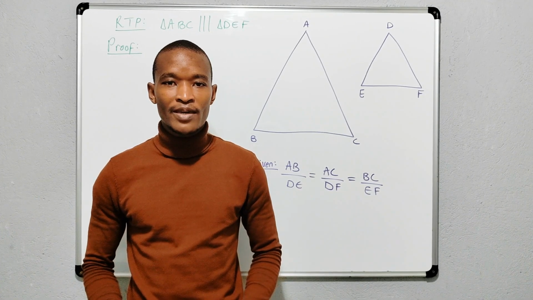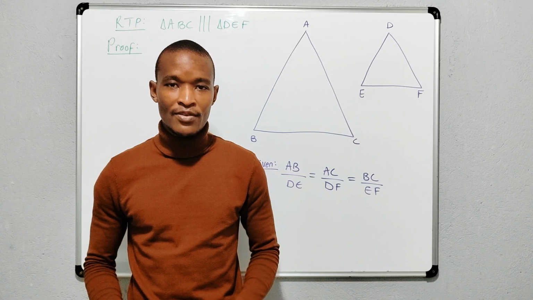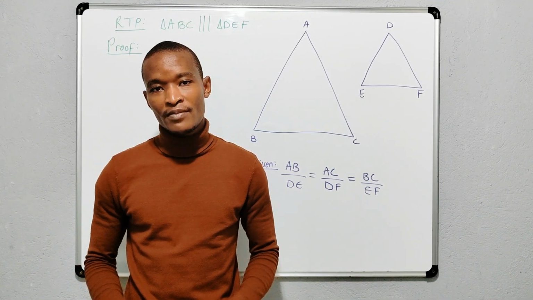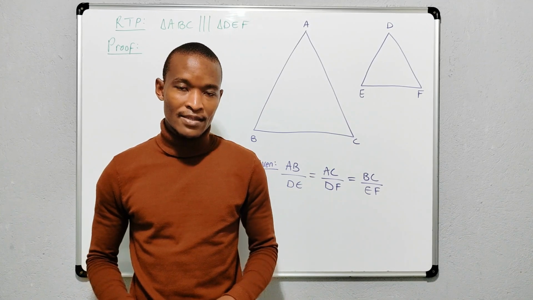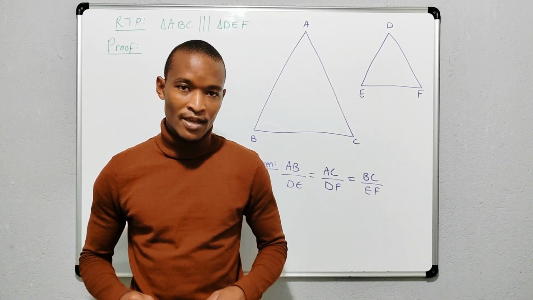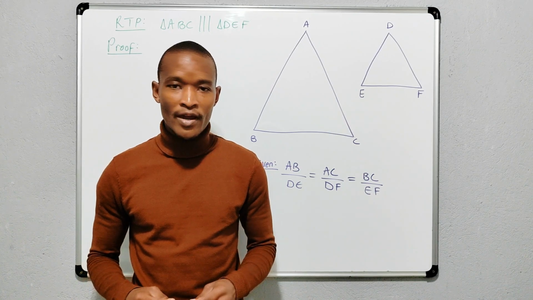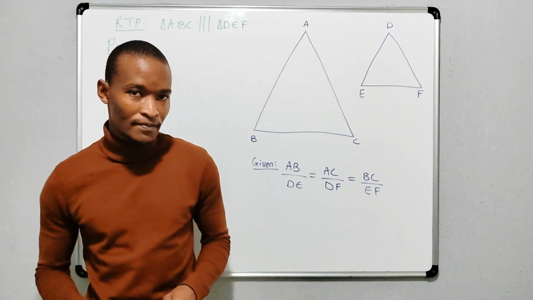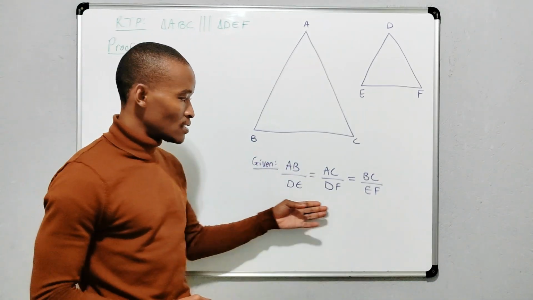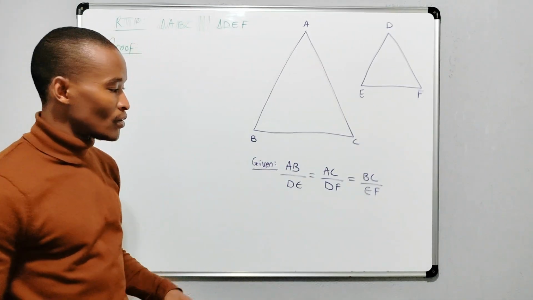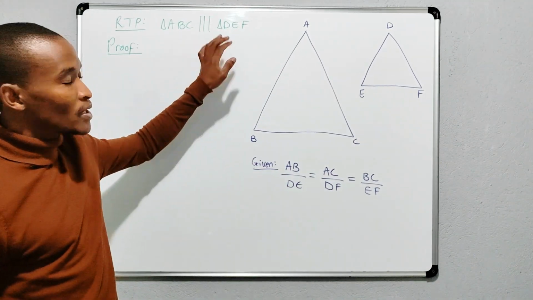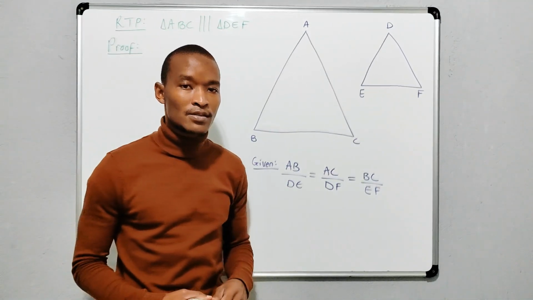All right, we are at our last theorem, and it is similar to the previous theorem. The only difference is that we are starting with sides in proportion and proving that the two triangles are similar. Here are the two triangles, and we're given that the corresponding sides are in proportion, and we need to prove that the two triangles are similar.